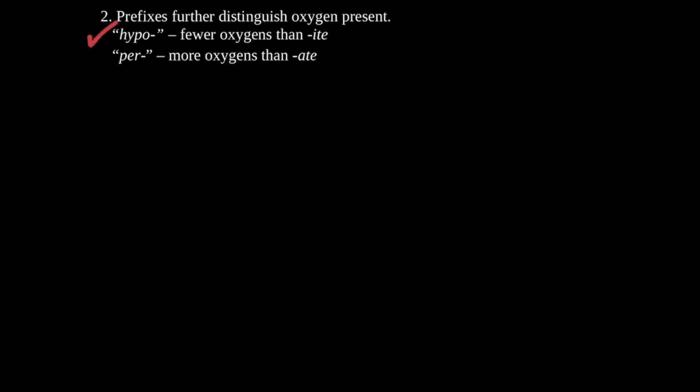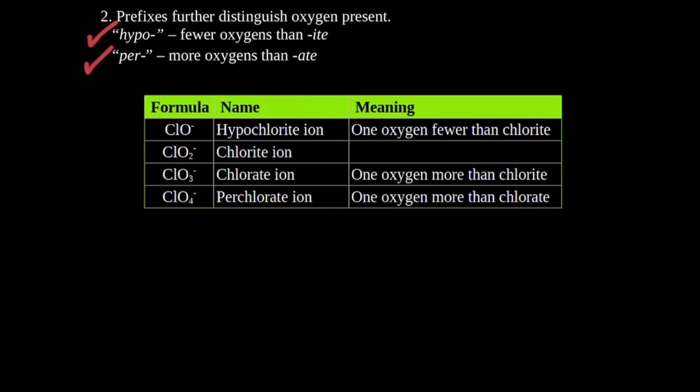If we need to go further, we can use prefixes that can further distinguish how many oxygens are present. We can use hypo, which is going to be even fewer oxygens than the ITE, or per, which means more oxygen than the ATE. So if I have ClO minus, that's hypochlorite ion, which means one oxygen fewer than the chlorite ion, which is ClO2 minus. Now, if I have chlorate, I ate one more oxygen, so ClO3 minus. But if I have the perchlorate ion, that means I have ClO4 minus, or one more oxygen than the chlorate.